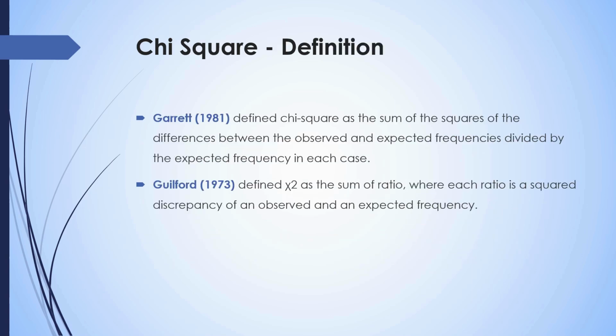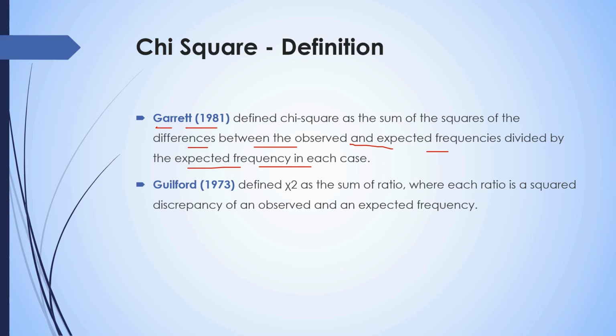Let us look at some of the textbook definitions of chi-square. Sometimes in the examination this question comes to define the chi-square, so it's better if you write the textbook definition. The first definition we have is from Garrett, 1981. He defined chi-square as the sum of the squares of the differences between the observed and expected frequencies divided by the expected frequency in each case.